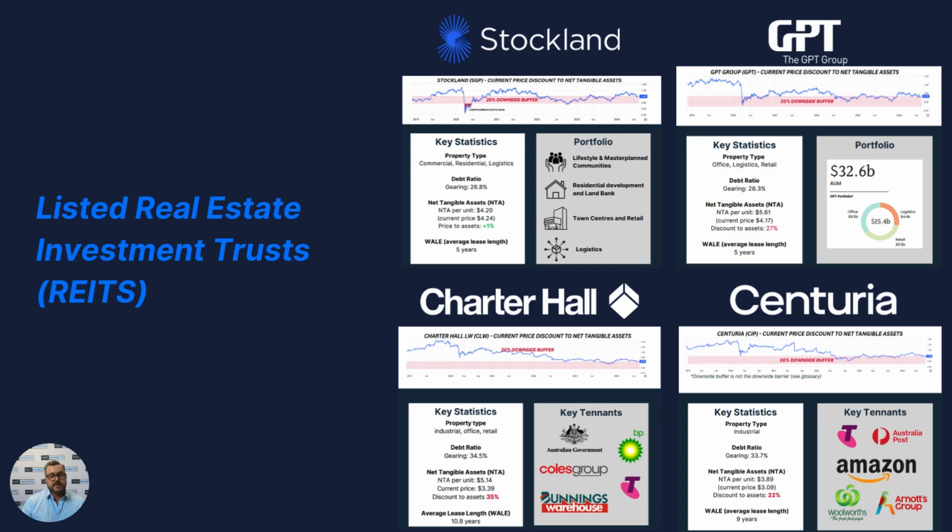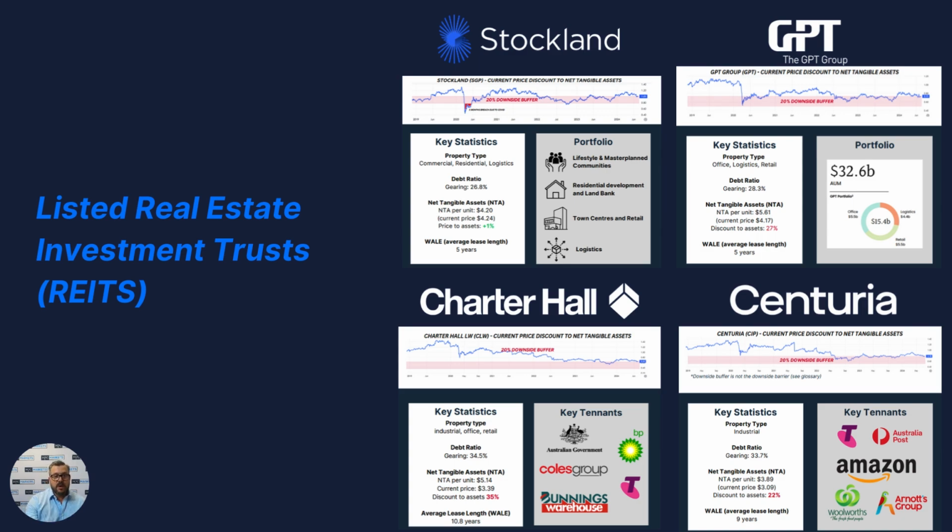The real estate investment trusts that we used were very well-known names in Australia: Stockland, GPT Group, Charter Hall, and Centuria. As you can see here, at the time we put this investment together, because interest rates were a little bit higher, these were already priced at a 20% discount to their last valuation. So you're already getting in at roughly a 20% discount to net tangible assets at last valuation.